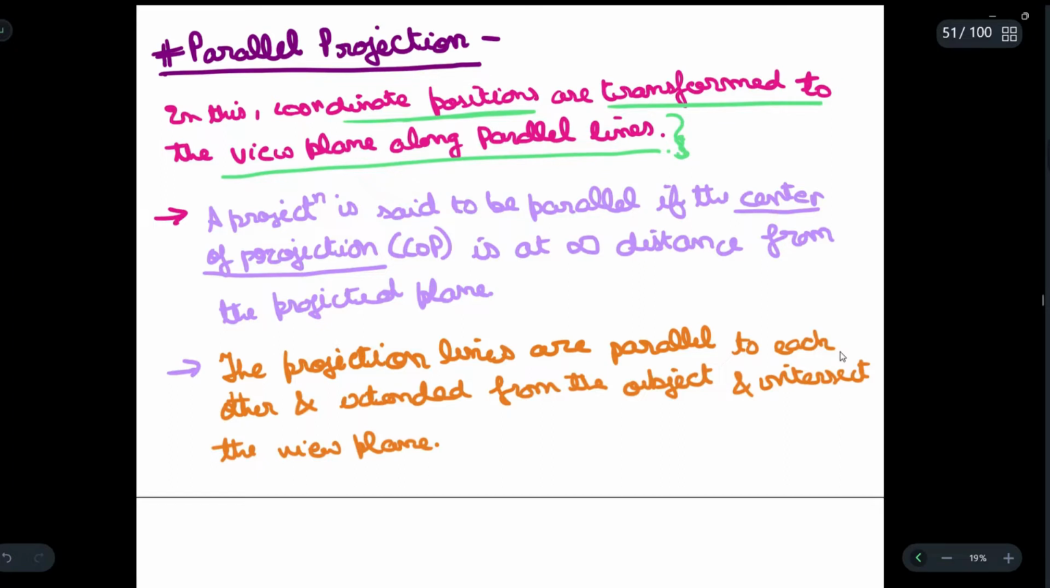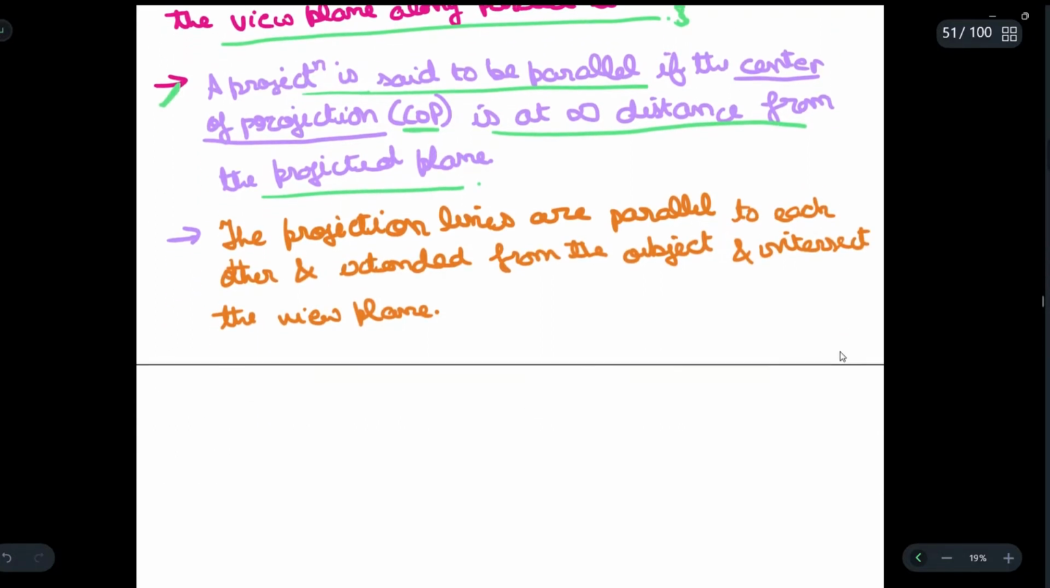Now the second point is that a projection is said to be parallel if the center of projection, also known as the COP, is at infinite distance from the projected plane. Let us suppose that we have a plane over here, that is the projected plane, or we can also say the image plane.